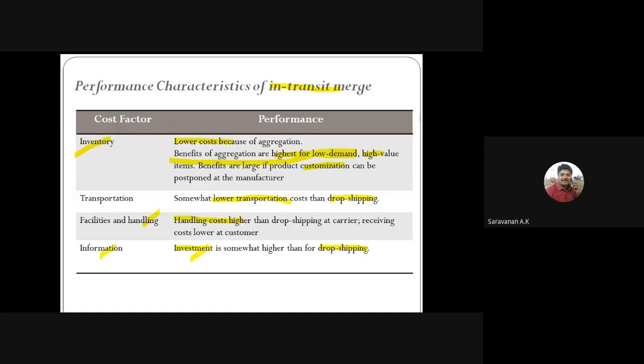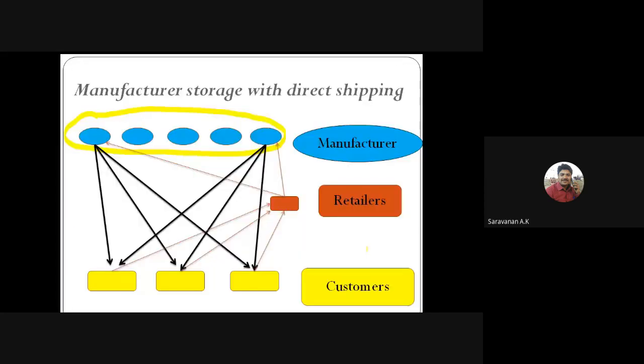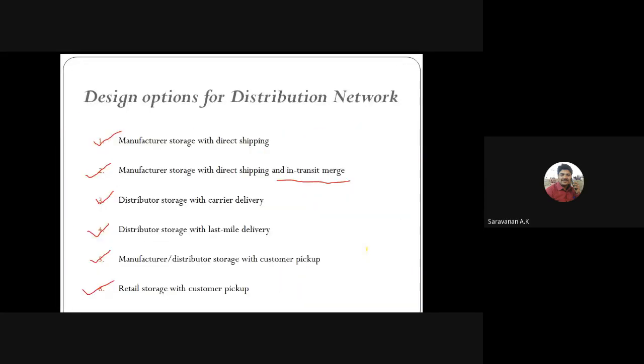So in this class we saw only two designs: the manufacturer storage with direct shipping, and the in-transit merge. The remaining we can see in the next class.